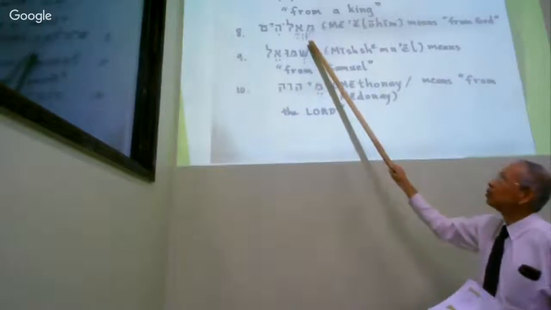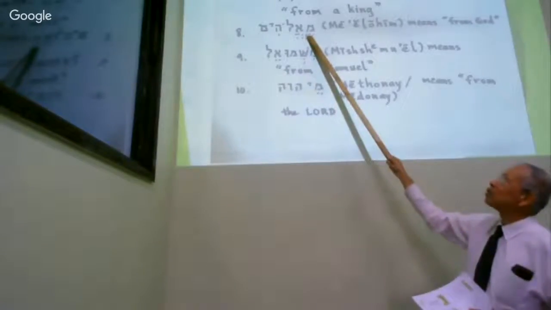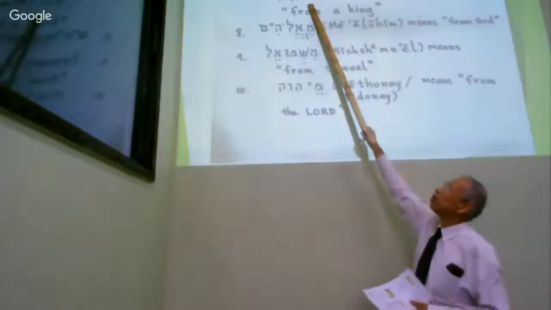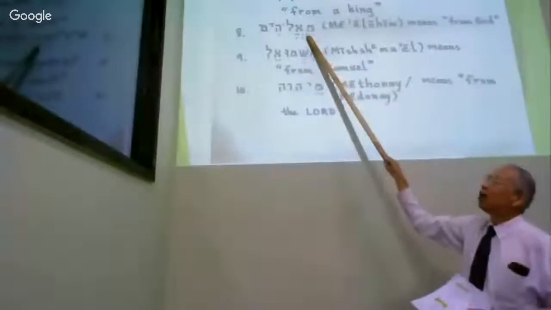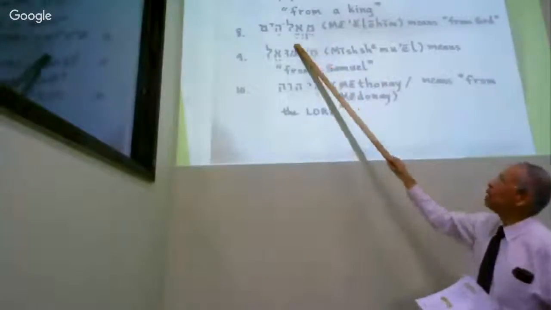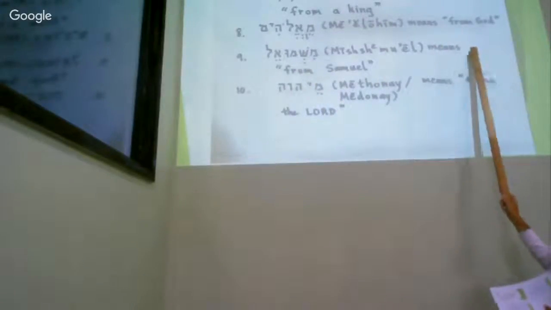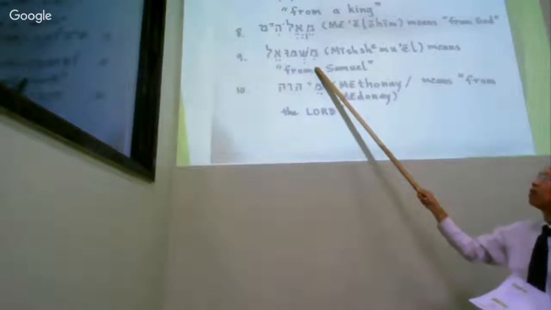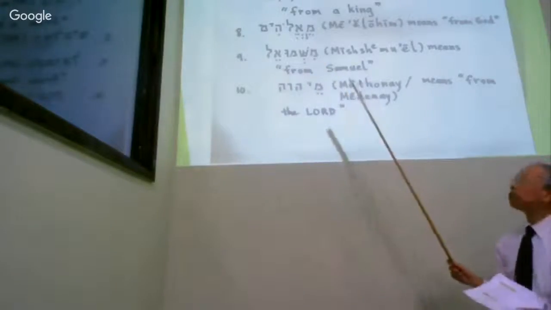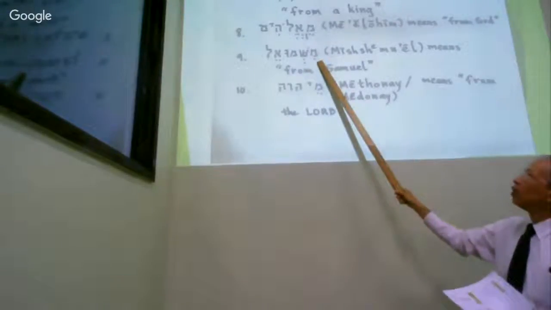So what has to be done to compensate for the loss of the noon is the lengthening of the short vowel to a long vowel, from a short I to a long E sound, me Elohim, from God. Now let us come to this one. Notice what happens. This is a regular one.